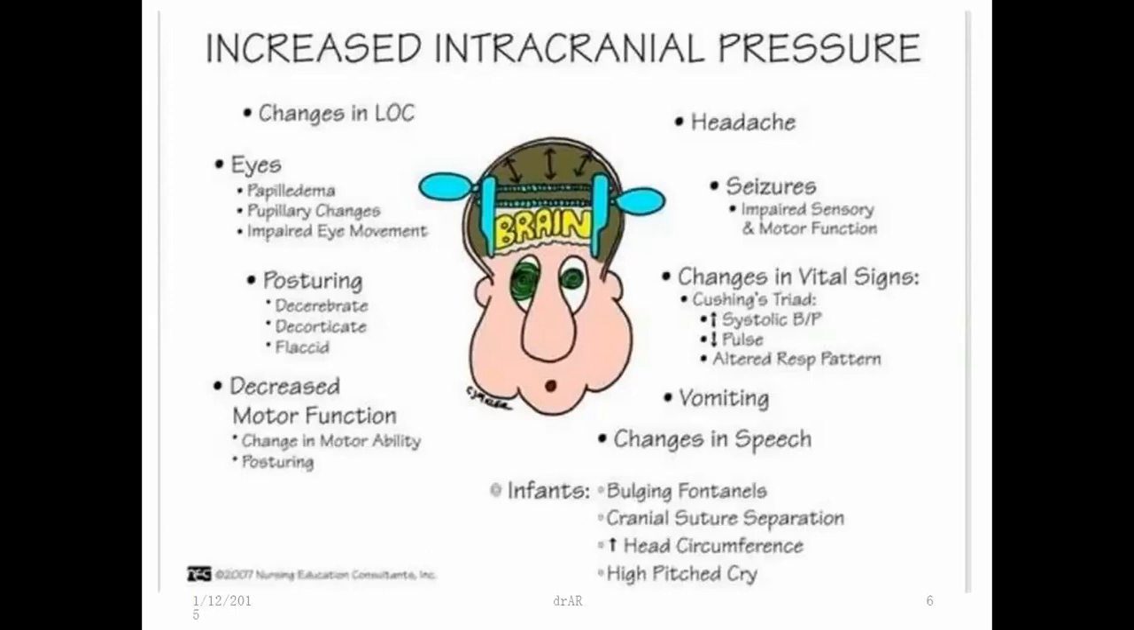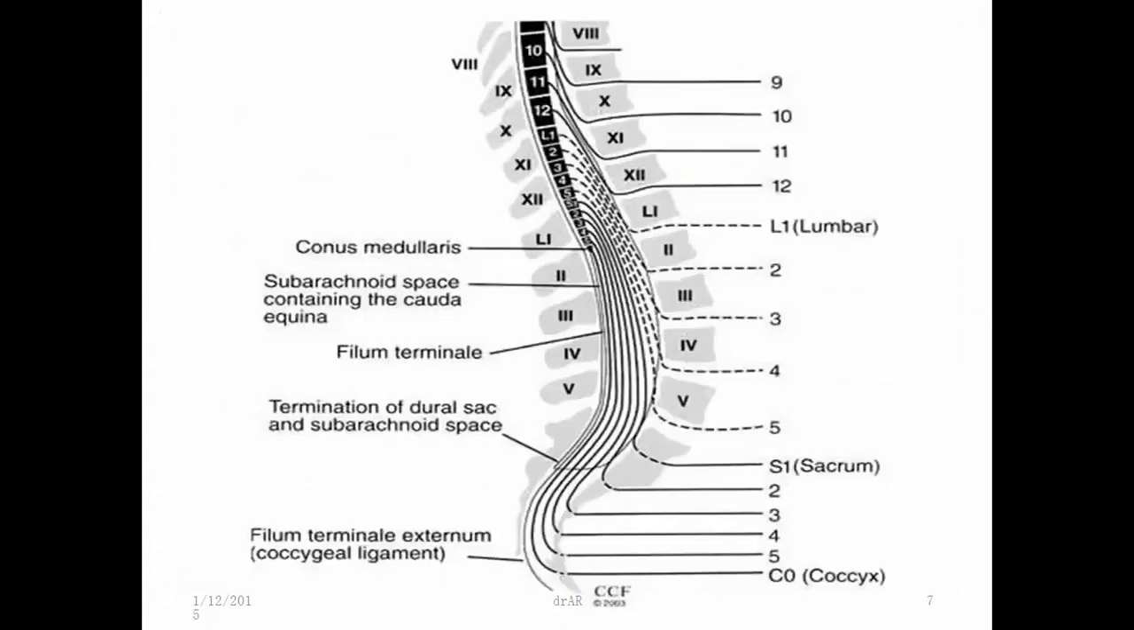LOC, that is loss of consciousness. In eyes, you will see papilledema, pupillary changes or impaired eye movement. And in posturing, you will see decorticate, okay, flaccid, and the motor function will be decreased. There will be headache, there will be seizure, and in vital signs, there will be altered respiration pattern. The systolic blood pressure will be increased, your pulse will be decreased, and there will be vomiting, changes in speech. All right, so these are the signs that the patient has increased intracranial pressure.